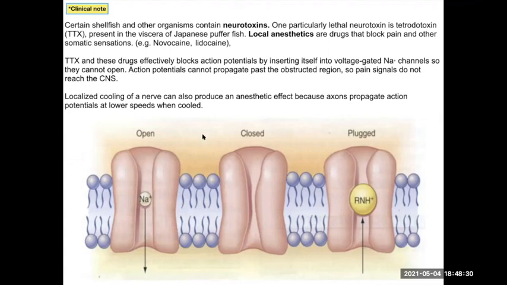Right. And then the other thing is cooling also, because as we'll see, action potentials are slower when they are cool. So you can actually slow down the transmission. That's why putting ice on a wound or something helps relieve the pain. So in both cases, all those long distance nerve impulses are lost because there are no more action potentials, because the voltage gated sodium channels are now blocked.